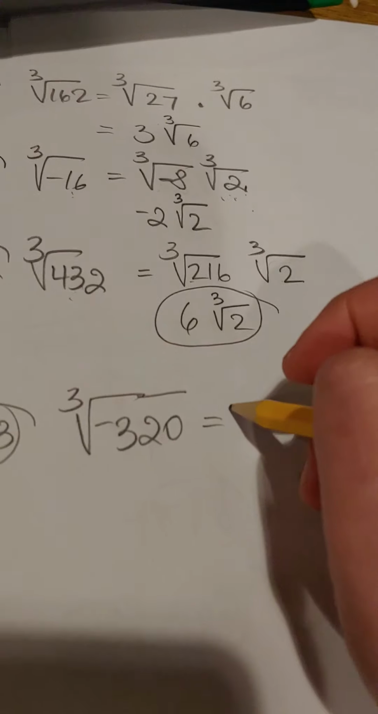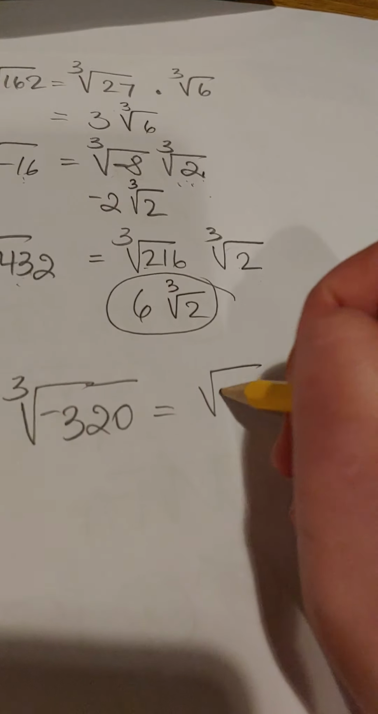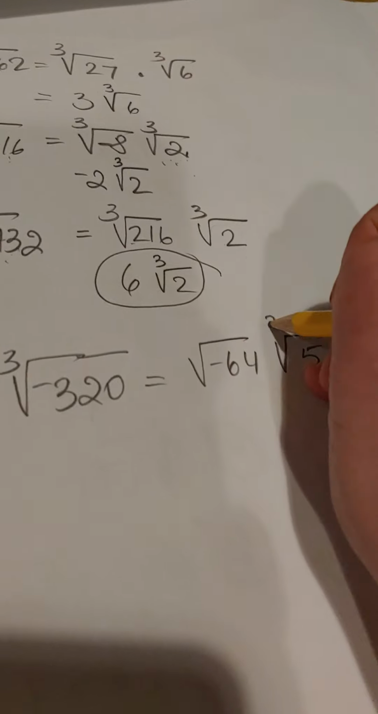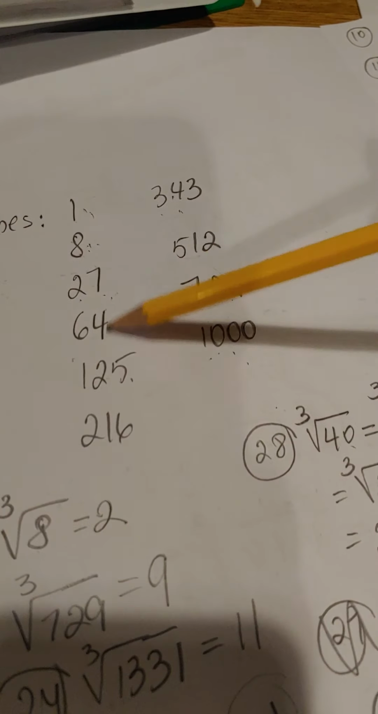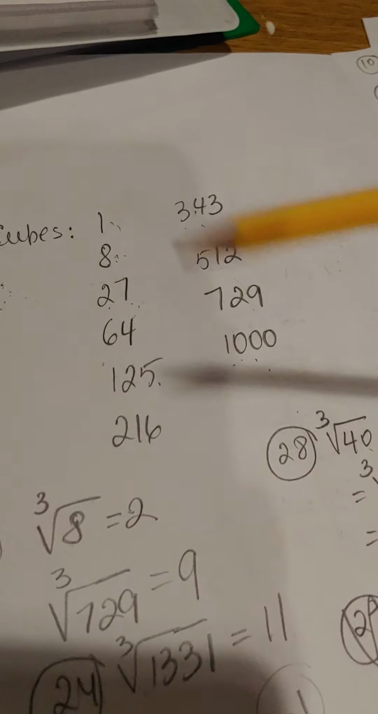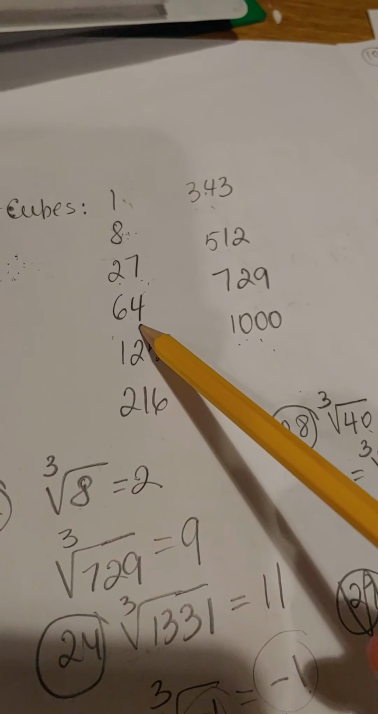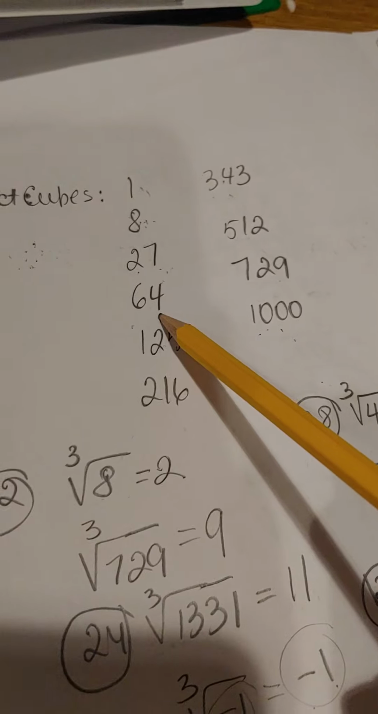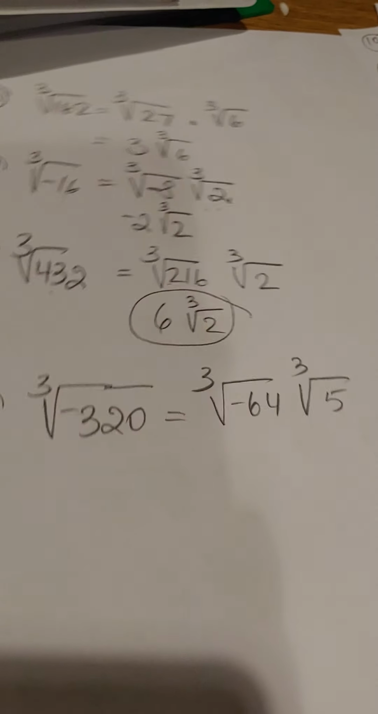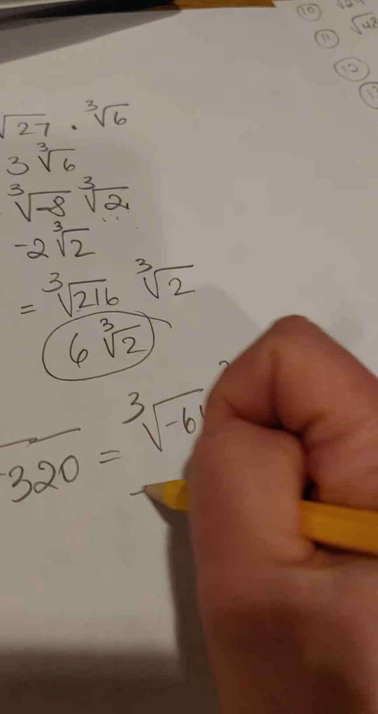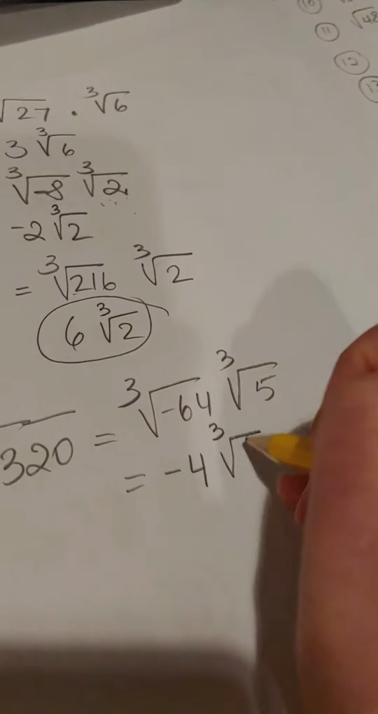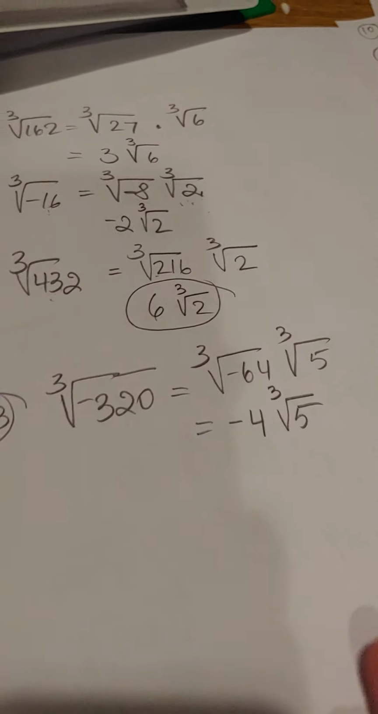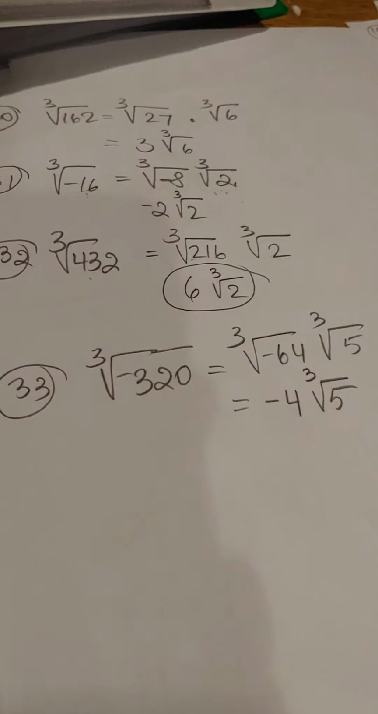All right. So I'm going to break it down by negative 64 and 5. Again, I'm just using my table. Keep dividing that number by each one of them and then see if I can divide by the bigger number. If I can divide it by 8, I will try to see if I'm able to divide it by 64. That's all I'm doing, and that's what I did. So cube root of negative 64 is negative 4. Cube root of 5.